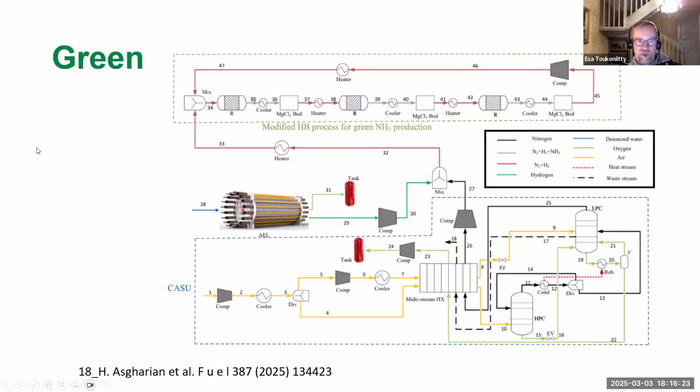Here is a nice picture about the green ammonia process. It's so complicated that I recommend you glance at article number 18. There you'll see what each of these numbers refers to, basically.